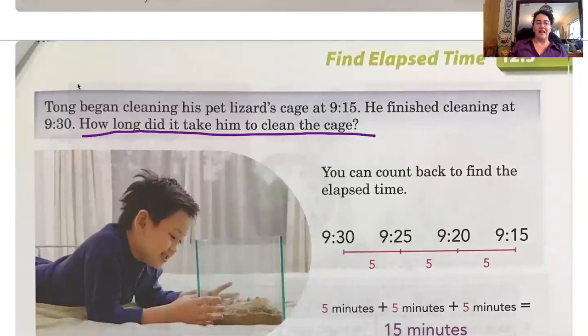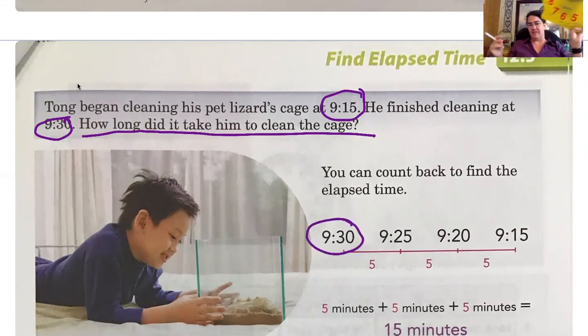What is our data that we need to use to find the answer? Reagan. 9:15, the time he started, and 9:30, the time he stopped cleaning the cage. Good job. And we can count back to find the elapsed time. Well, we know that 9:30 is where he was done. And we know that he started at 9:15, so I'm going to use my clock again.